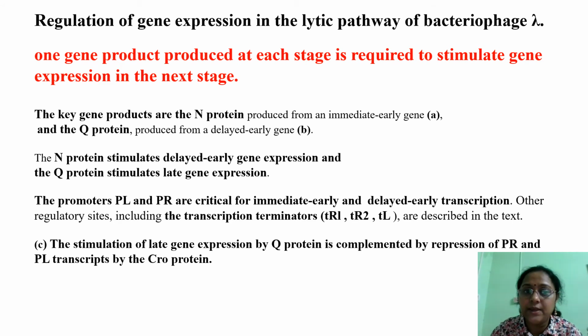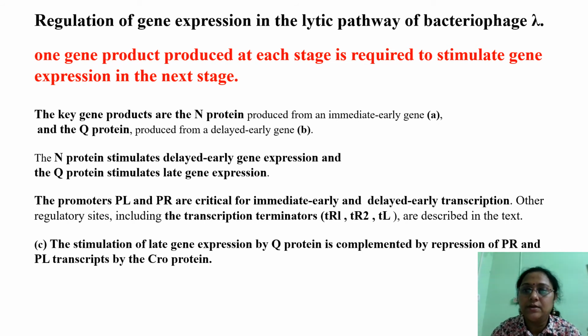And the promoters PL and PR are critical for both immediate early and delayed early transcription. And also we talked about the transcription terminators and how they are inhibited. Then the stimulation of late gene expression by Q protein is also complemented by repression of PR and PL transcripts by the CRO protein. So N and Q are the primary helpers in the lytic cycle, and CRO also helps them in the final late stage. So this is the lytic cycle establishment.